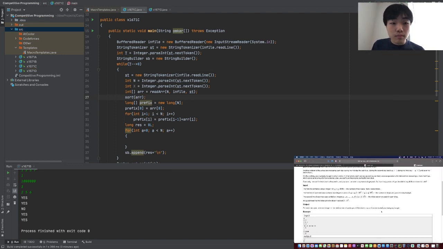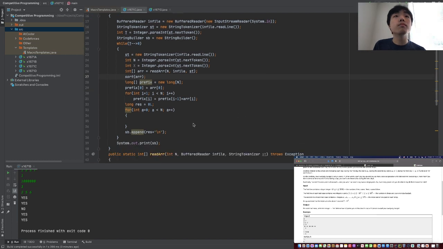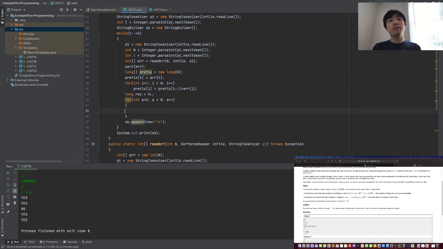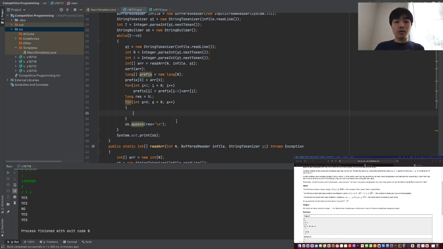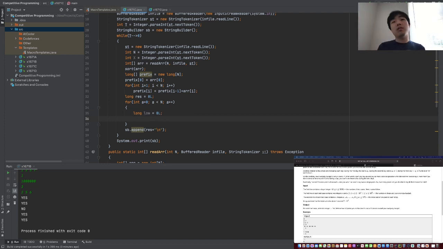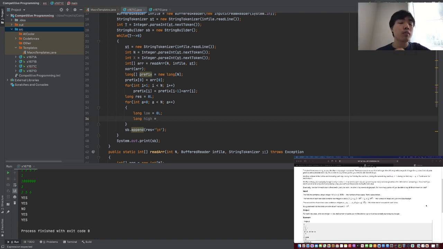Okay. And then for each day, we want to figure out... I want to binary search for how many days we can have. Long low is equal to 0, L days, just because that's the maximum number of days, and then long high. What is a number that we can use that won't overflow?